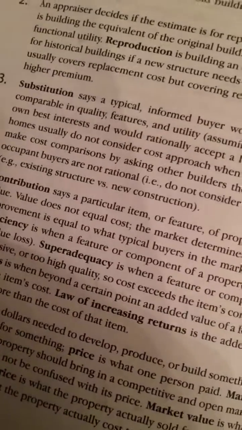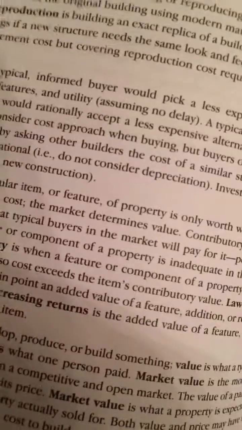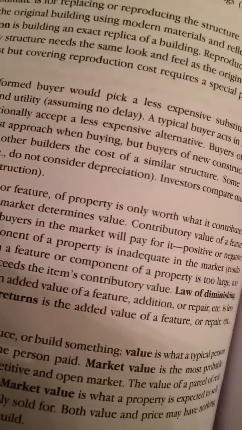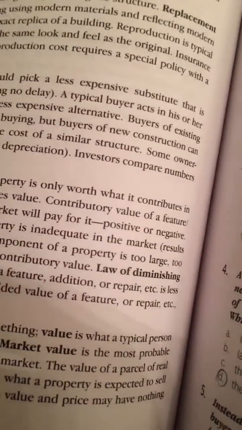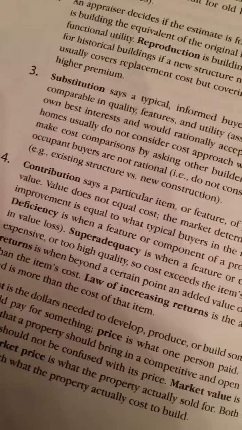Some owner-occupant buyers are not rational. For instance, they do not consider depreciation. Investors compare numbers, for instance, existing structure versus new construction.